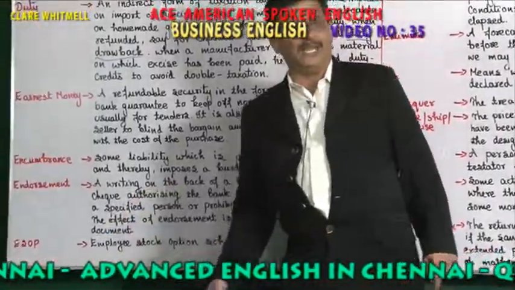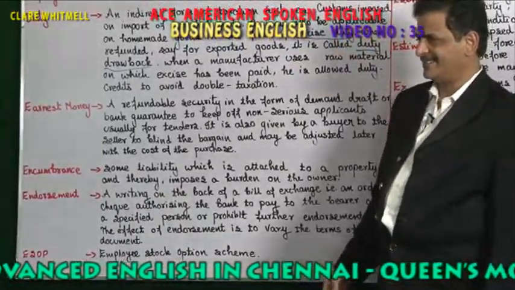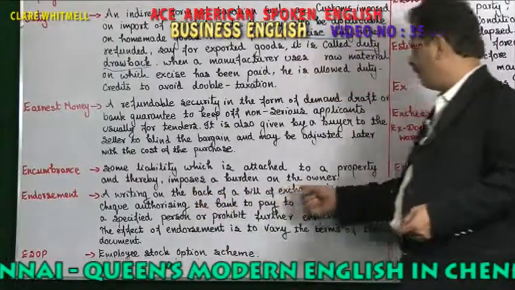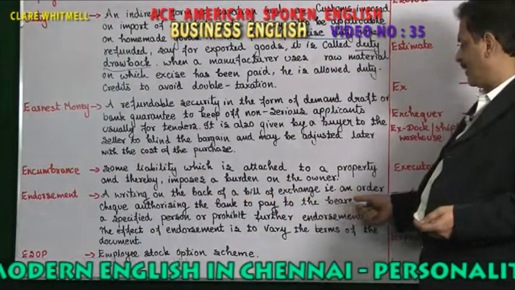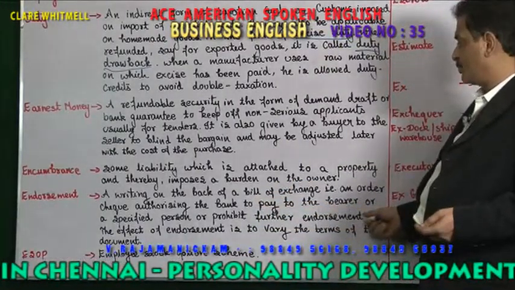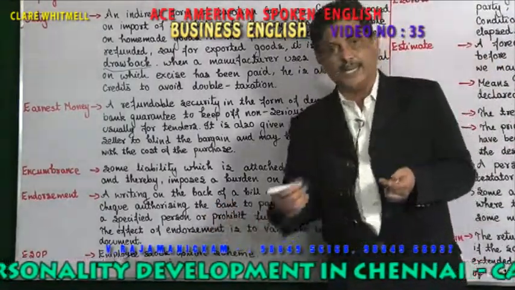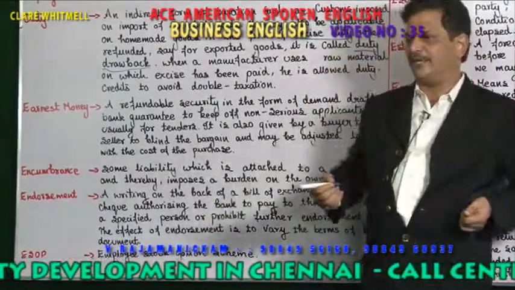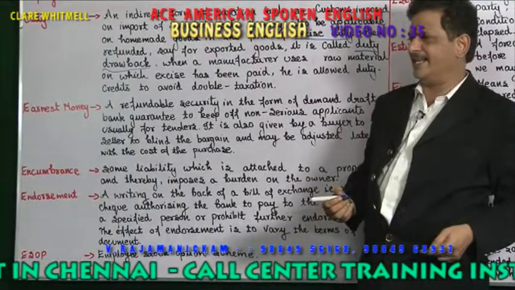Endorsement. What do you mean by endorsement, sir? A valid sign, valid sign, fantastic. Endorsement is a sign, writing on the back of a bill of exchange, that is an order, check, authorizing the bank to pay the bearer or a specific person, or prohibit further endorsement. The effect of endorsement is to vary the terms of the document. Endorsement is somebody putting an authorized signature, please give him the money, right?